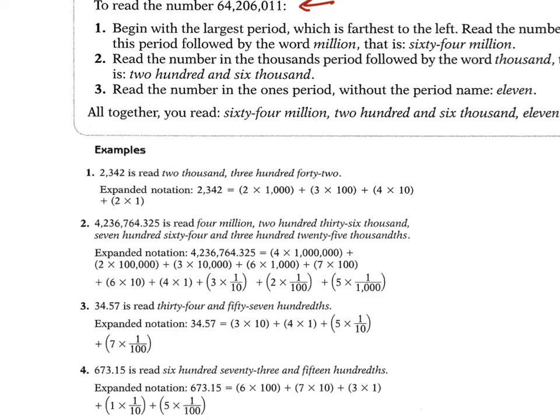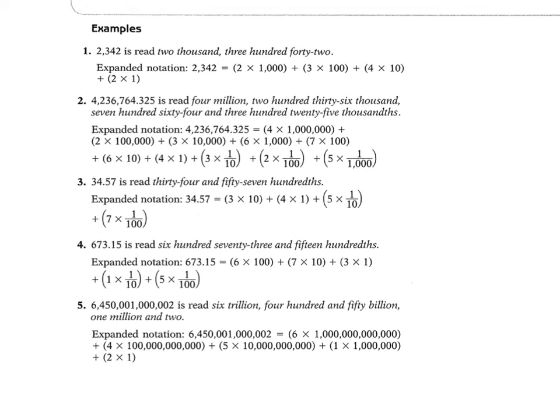For number 3, we have 34.57. So this is 34 and 57 hundredths. So 3 times 10 plus 4 times 1 plus 5 times 1 over 10 plus 7 times 1 over 100. For 4, we have 673 and 15 hundredths. So 6 times 100, 7 times 10, 3 times 1, 1 times 1 over 10, and 5 times 1 over 100 would all be added in expanded notation.